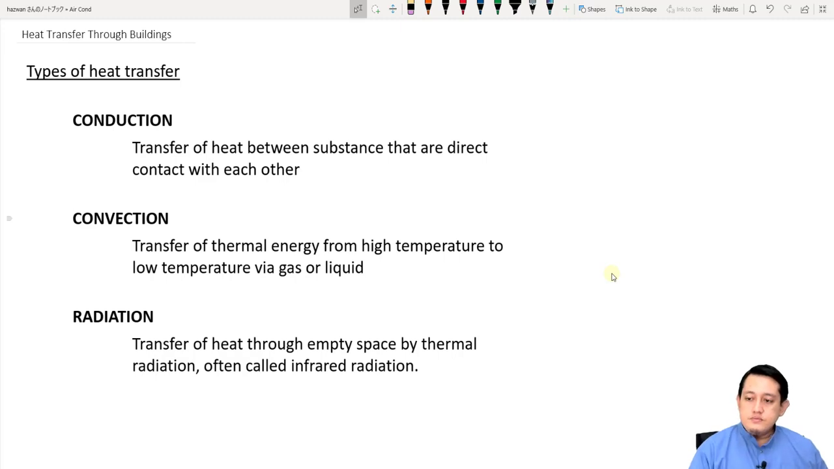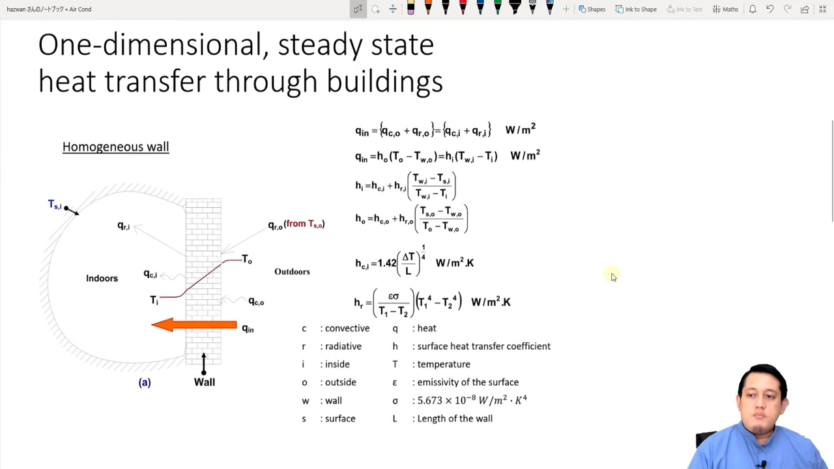Let's take a look at one dimensional steady state heat transfer through buildings. Let's look at this figure here. We will look at a homogeneous wall first. One dimensional means that we will look at this one way only. This is a wall, and this is a room. This is indoors and this is outdoors.